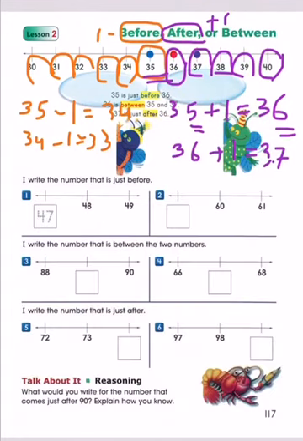And what about between? Between is the middle of before and after. For example, we have 35. 35 is between 34 and 36. Look here: 35 is between 34 and 36.